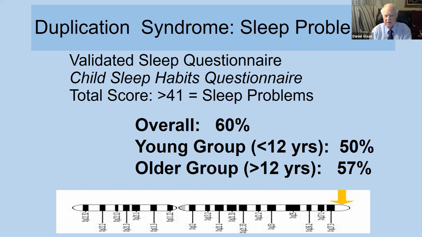We also have administered a questionnaire called the Child Sleep Habits Questionnaire to boys with the MECP2 Duplication Syndrome. On this questionnaire, a score greater than 41 indicates significant sleep problems. And overall, we found in this group of boys and young adults with the duplication syndrome that 60% experienced some type of sleep problems. This occurred equally in the young as well as the older group. Next slide, please.